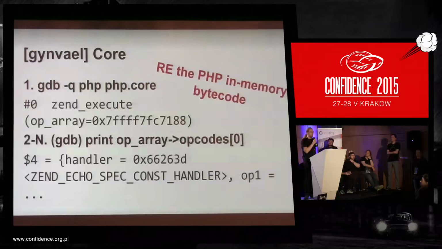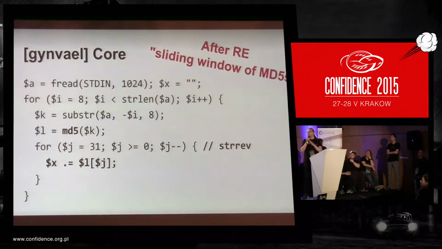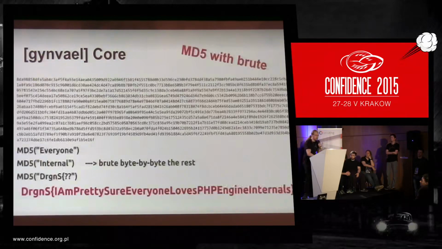Now you needed to reverse engineer this in-memory PHP bytecode to something more readable, like PHP. You'd get quite a lot of code, including something like this. This was basically reading your input, and then doing an MD5 sliding window, doing a string reverse on the hex digest, and adding it to a final flag. Well, actually a final sum, and the final sum was like this thing.